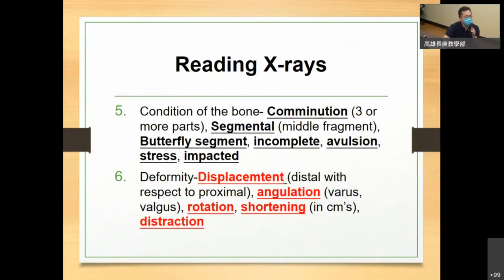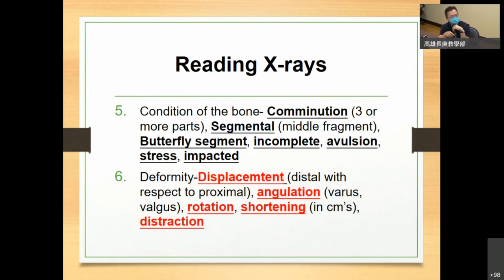Okay, so another medical term is the condition of the bone. We use some terms like comminution. Comminution means that the fracture involves three or more parts. Another term is segmental fracture. Segmental fracture means there are maybe three parts, or maybe there's a bigger middle fragment over the long bone fracture. And another one is butterfly segment, and incomplete fracture, avulsion fracture, stress fracture, impact fracture, and I will explain later.